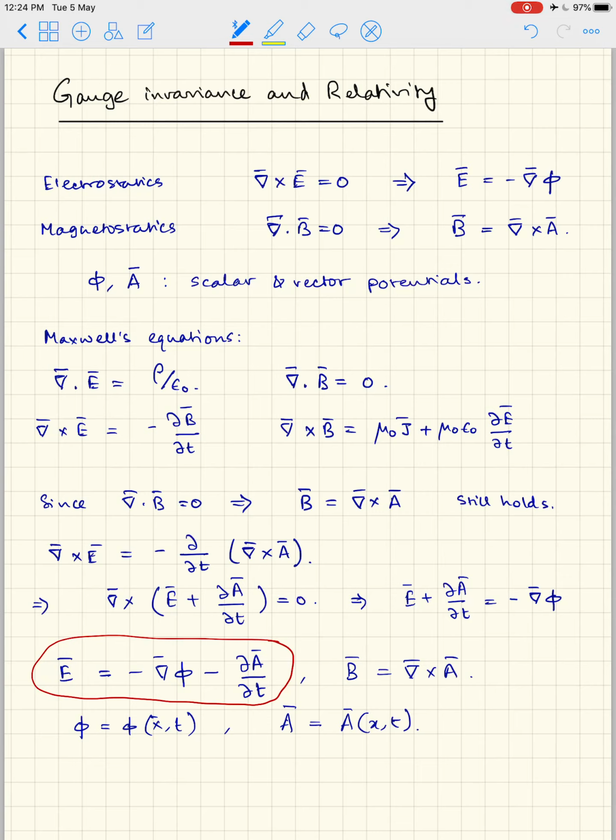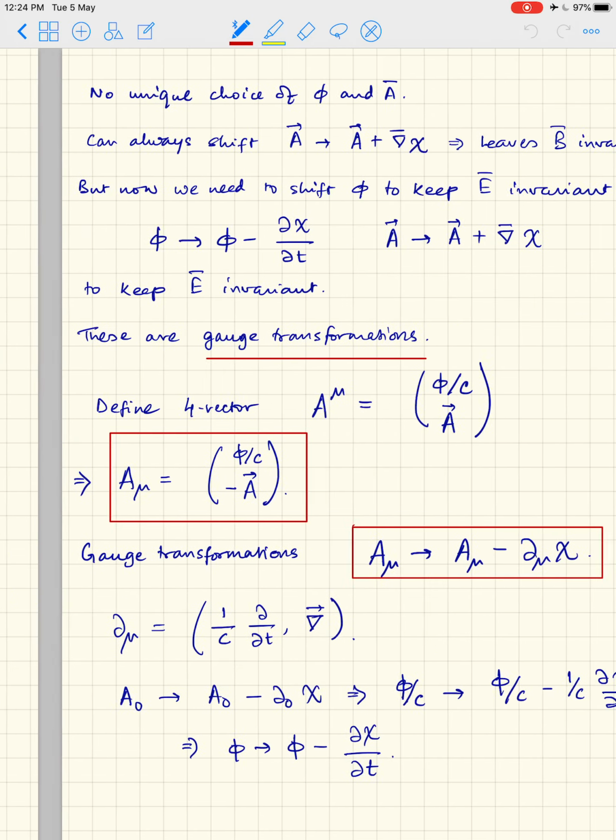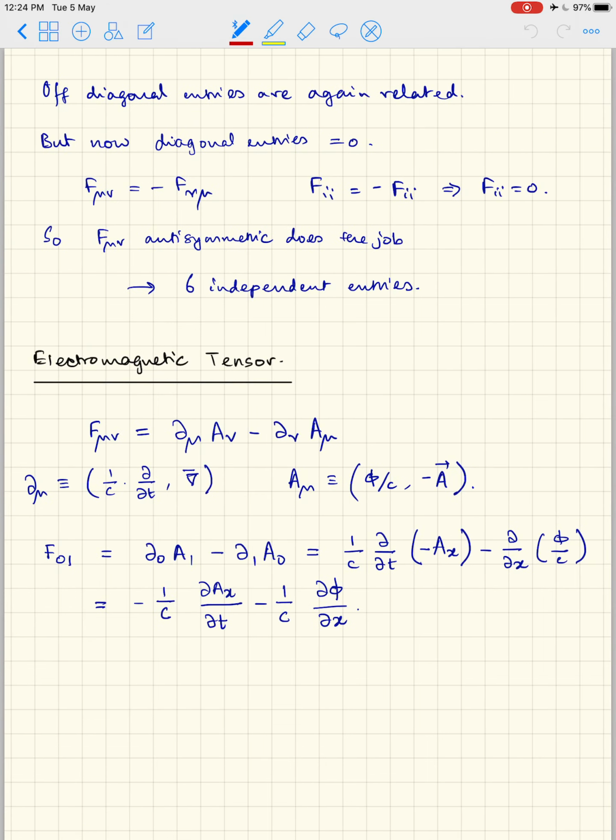So now what do we want to do? So this expression means that what you have here is nothing but Ex over C. Okay? Similarly, you can do it for the other one. So F02 is going to be Ey over C. F03 is going to be Ez over C.